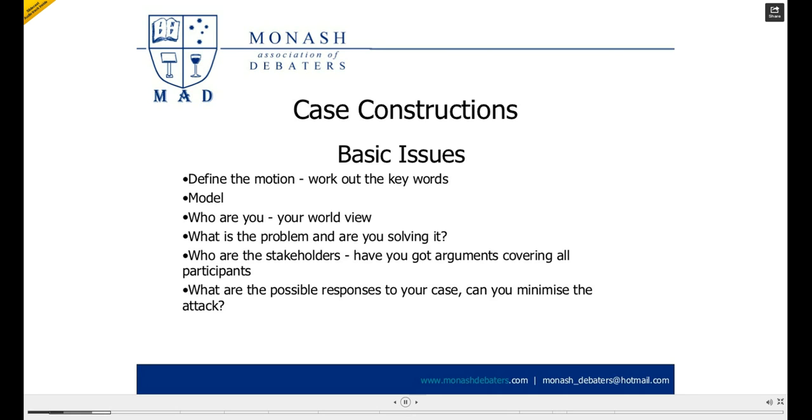The second thing you need to do is to make sure that you have a strong model. So what a debating topic normally asks you to do is solve a problem, and you need to be able to have that model, which is essentially a glorified solution to that problem. The next thing you need to be able to think about, we'll go through each of these in turn, don't worry, is have an understanding of what your worldview is. So understanding who you are in a debate.